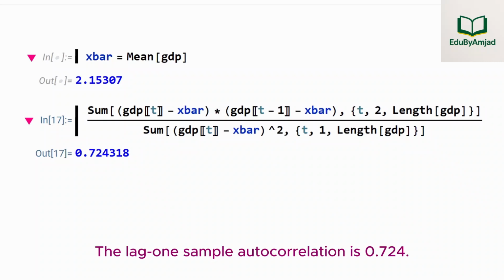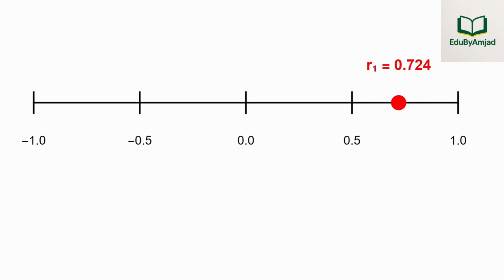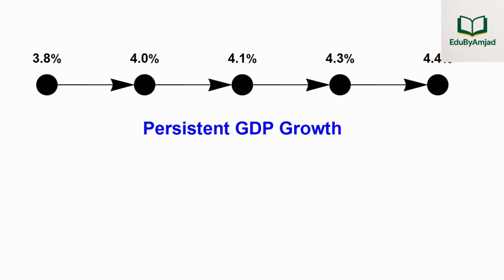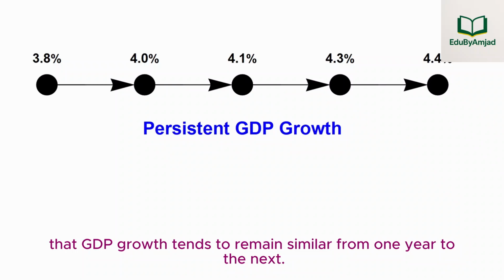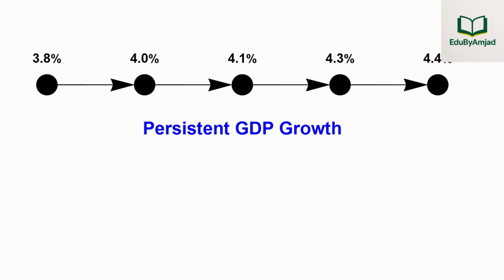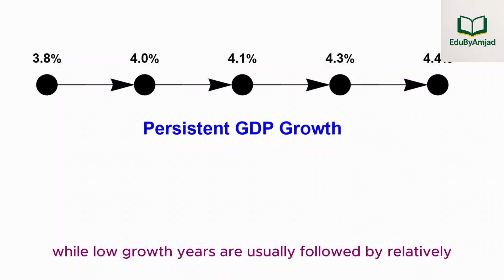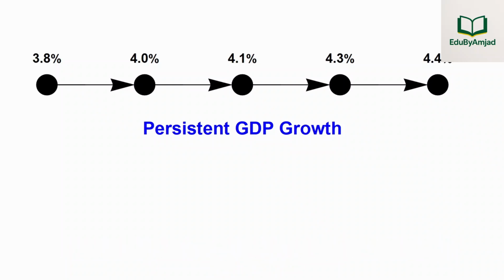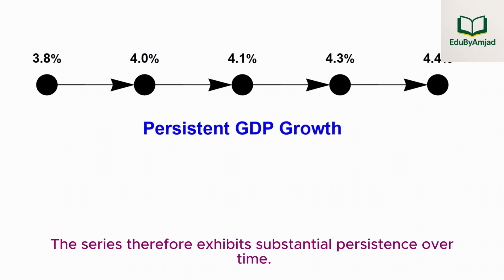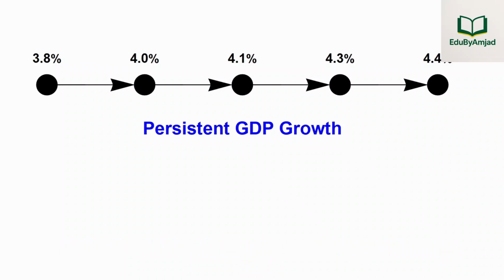The Lag-1 sample autocorrelation is 0.724. This is a strong positive value, indicating that GDP growth tends to remain similar from one year to the next. High growth years are usually followed by relatively high growth years, while low growth years are usually followed by relatively low growth years. The series therefore exhibits substantial persistence over time.